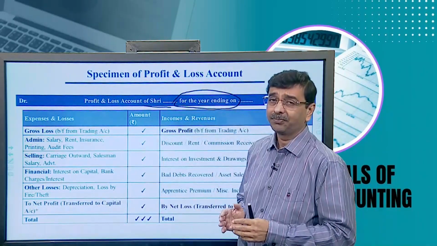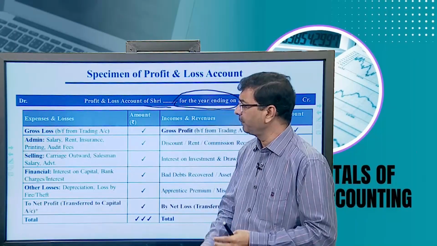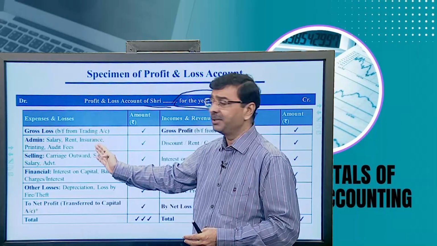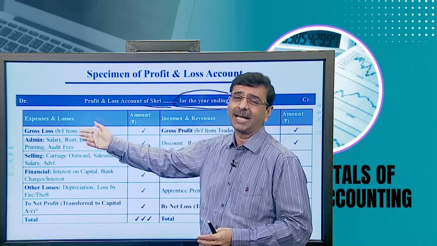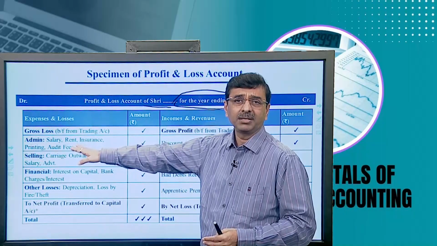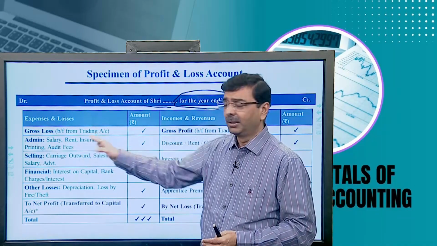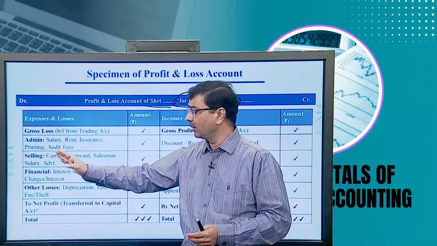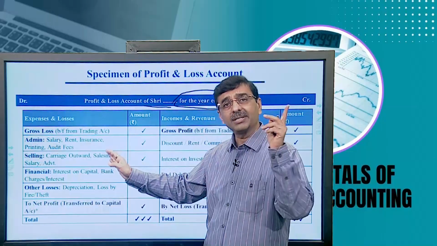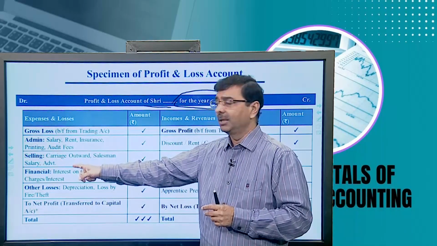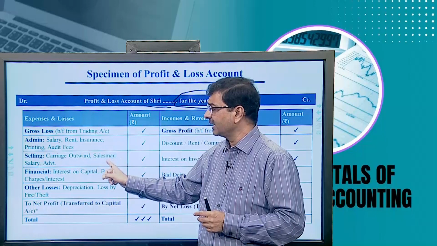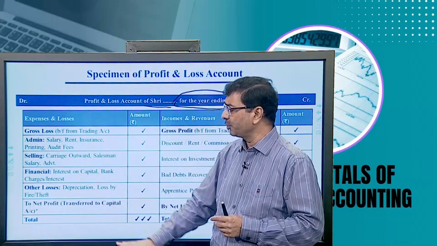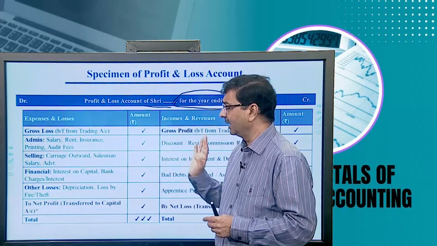Now start with the administrative and office expenses, whether it is salary, rent, insurance, printing, audit fees, etc. All these administrative expenses are written, and the amount goes in the outer column. Then the next is selling expenses, all kinds of carriage outward. Carriage inward is recorded in the trading account, but carriage outward is recorded in the profit and loss account, along with salesman's salary, advertisement expense and packing expenses. So all selling and distribution expenses will be written and then totalled in the outer column.